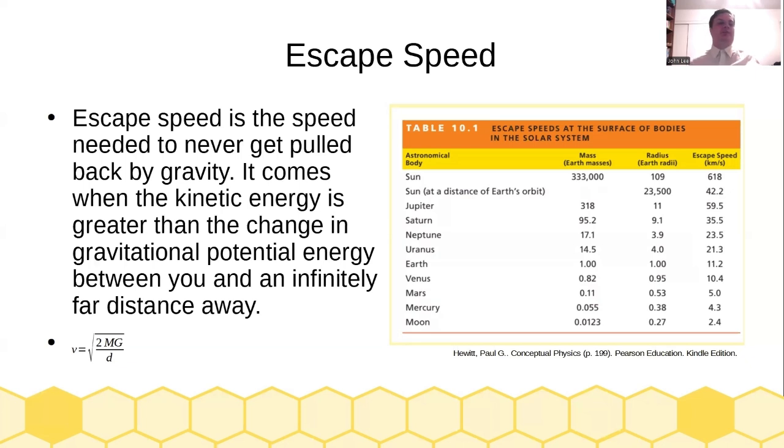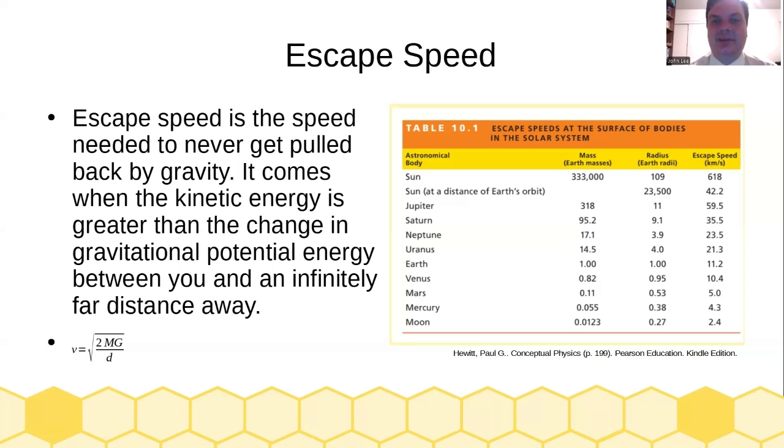I don't want to define what gravitational potential energy is for Newton's general force, because what ends up happening when we do the math is that the velocity needed to escape a planet or a sun or any other gravitational pull is going to be equal to the square root of 2 times the mass of that object that you're trying to escape from, so the mass of the Earth or the mass of the sun, times the gravitational constant, which we were talking about last lecture, divided by the distance between you and the center of mass of the object.